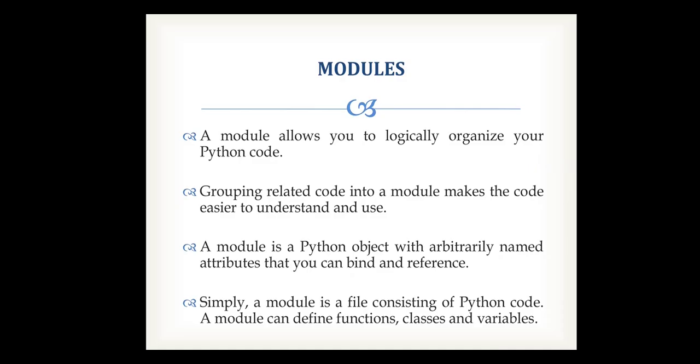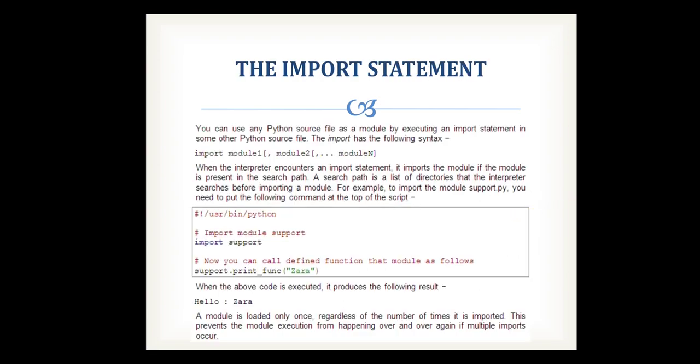So what is a module? A module allows you to logically organize your Python code. Grouping related code into a module makes the code easier to understand and use. A module is a Python object with arbitrarily named attributes that you can bind and reference. Simply, a module is a file consisting of Python code. A module can define functions, classes, and variables. So you can use modules with an import statement.